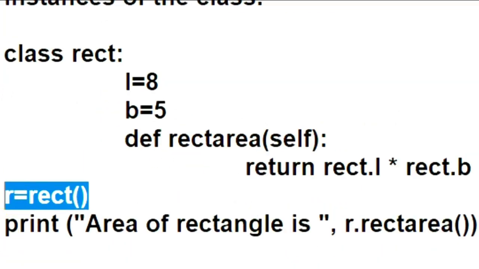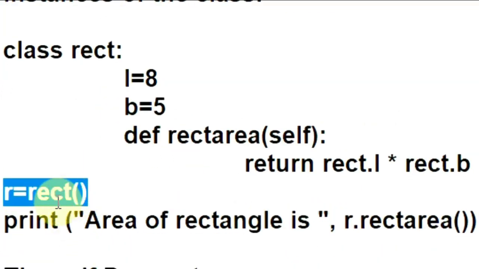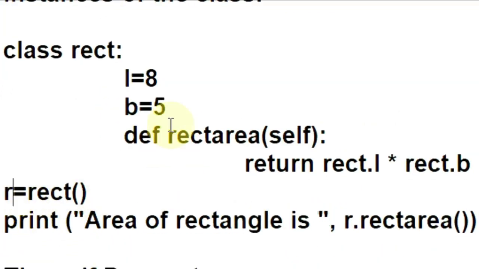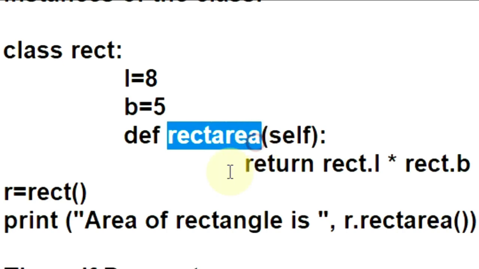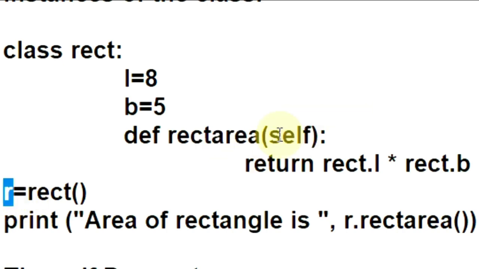Here you are making an object R of rect class, right? So what will happen, this R object will get this L and B initialized to value 8 and 5, and will also get this rect area function. That is, this R object can call this rect area function as well. Let's see how. Area written is r.rect area. So control will come over here.